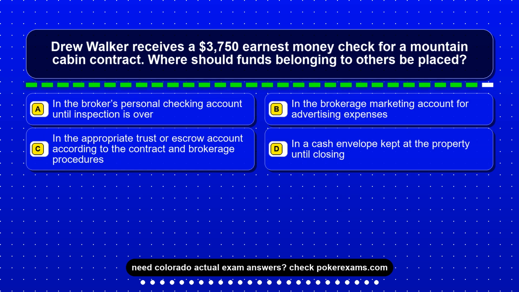Question 8. Drew Walker receives a $3,750 earnest money check for a mountain cabin contract. Where should funds belonging to others be placed? Option A. In the broker's personal checking account until inspection is over. Option B. In the brokerage marketing account for advertising expenses. Option C. In the appropriate trust or escrow account according to the contract and brokerage procedures. Option D. In a cash envelope kept at the property until closing.